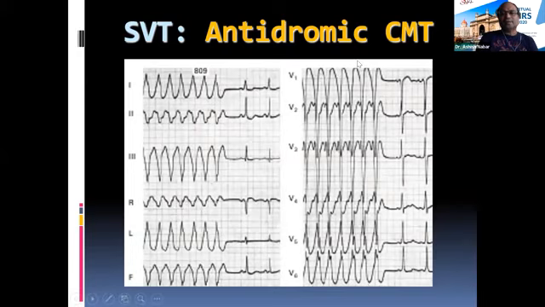So antidromic circus movement tachycardia. What's an antidromic circus movement tachycardia? The tachycardia runs in a circuit which conducts atrium to ventricle by the accessory pathway and ventricle to atrium by the AV node. So that is an antidromic accessory pathway tachycardia.